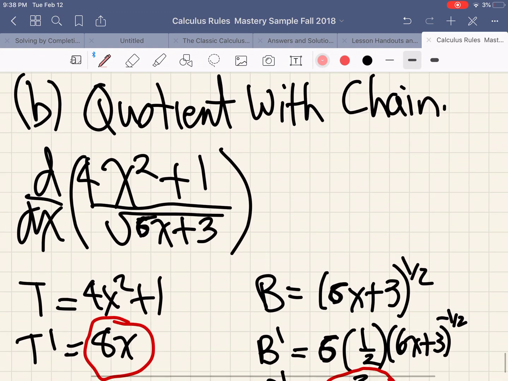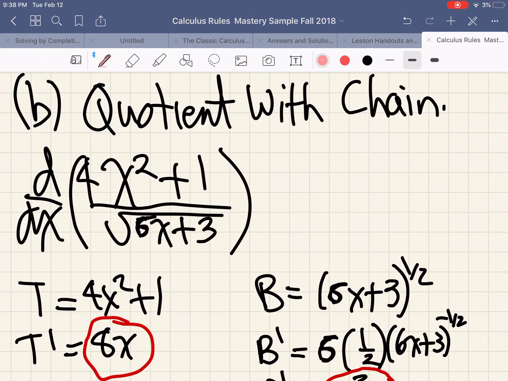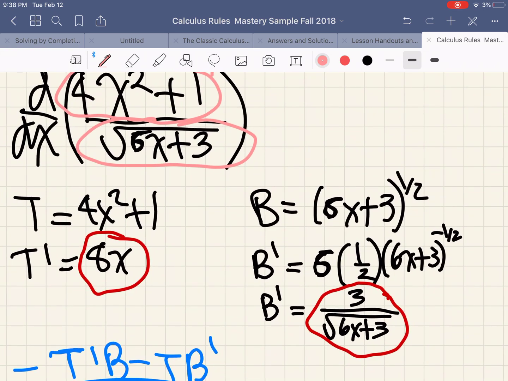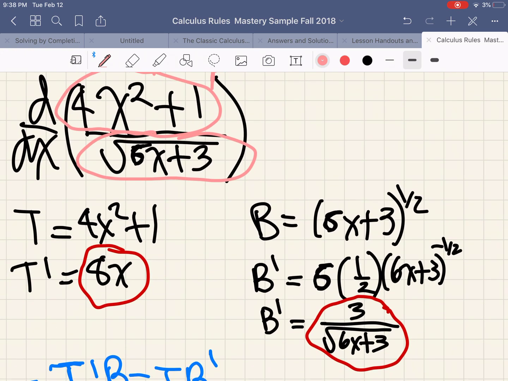I'm not going to spend a lot of time on this one, but this one is when you don't have the same exponents on the top and the bottom. Here you just have 4x squared plus 1 on the top, and then you have the square root of 6x plus 3 on the bottom. So really, it's an exponent of 1 on the top and an exponent of 1/2 on the bottom.